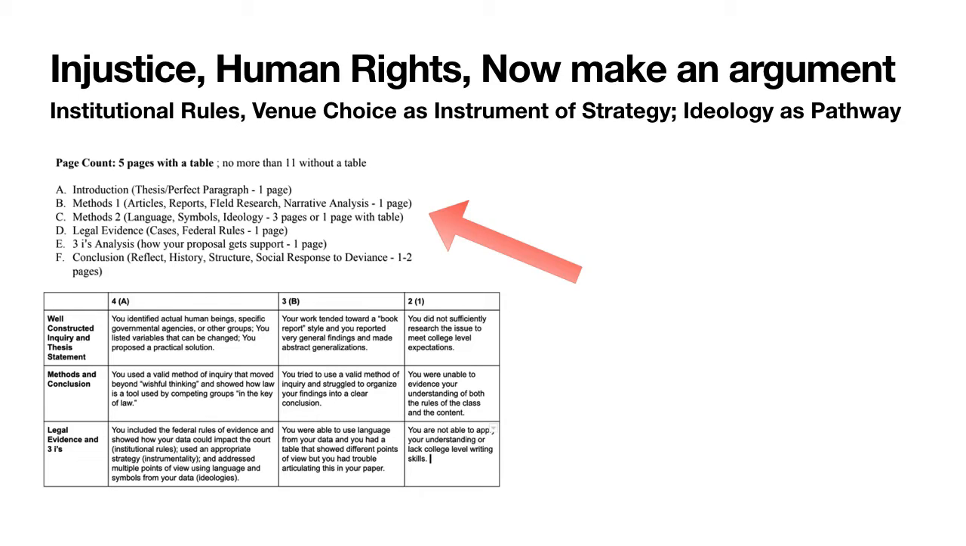And so the law has 3 dimensions or 3 components. It's got the institution, which are rules, and here we're learning the federal rules of evidence and the formal rules of logic.